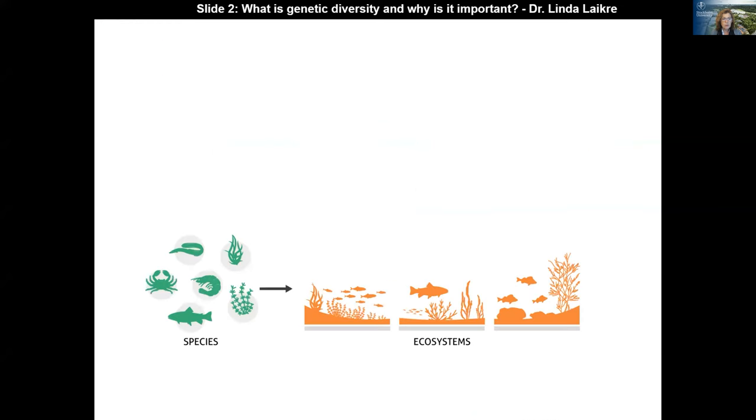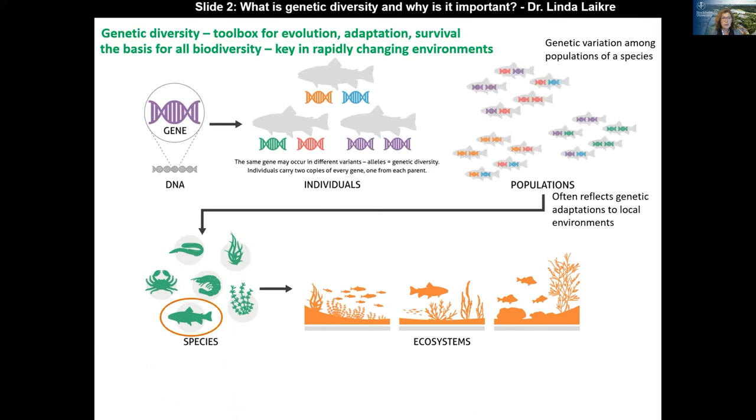So when we talk about biodiversity, we often focus on species and ecosystems. And we all know that if a species goes extinct, this can have devastating effects also for entire ecosystems. But in addition to these two levels, we also have genetic diversity. And that originates in variation at the DNA level. That builds up into genes occurring in different variants. I use colors to symbolize these gene variants. And we have genetic diversity within populations and between populations.